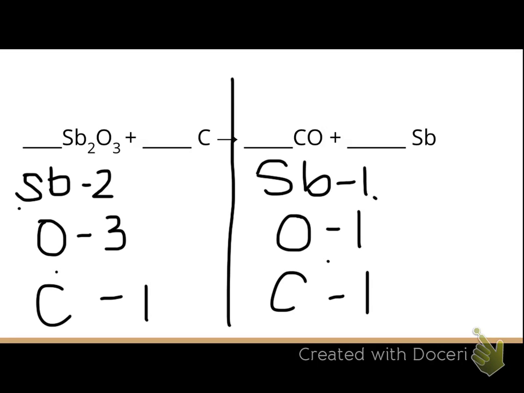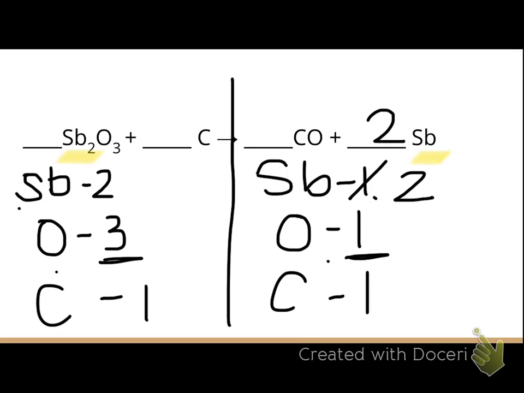Antimony's not equal. Oxygen's not equal. Want to save those oxygens for last. So we'll look at the antimony. On our reactant side here, we have 2. On our product side, we only have 1. So let's change this to a 2. So now I have 2 antimonies on each side. But once again, oxygen's not equal now. So I have 3 oxygens on my reactants, 1 oxygen on my product. So what can I do for this?